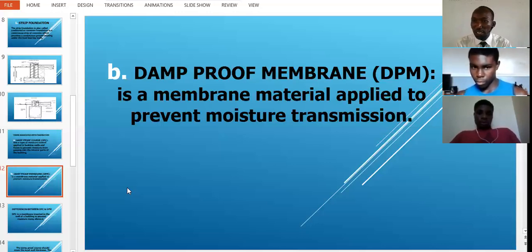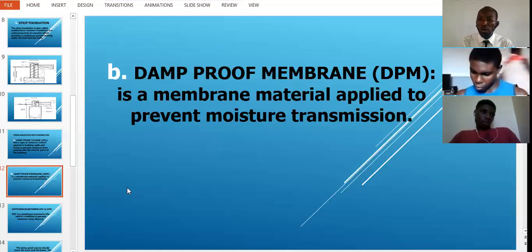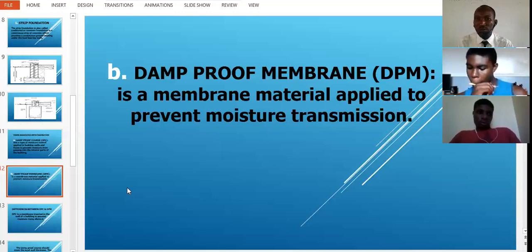It's just like you are attending a school, and your brother is attending a different school. The two of you go to get education, but possibly using a different method or from a different location. So damp-proof course and damp-proof membrane serve the same purpose.